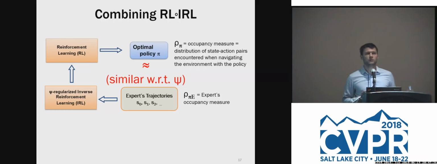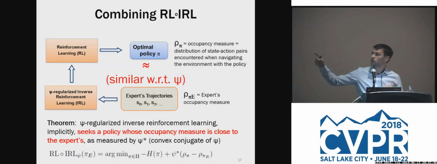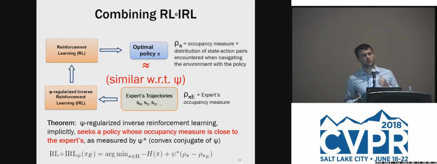That's the expert's occupancy measure. That's the kind of states and actions that you see when you follow the expert policy. So our result is that when you try to combine reinforcement learning with psi-regularized inverse reinforcement learning, implicitly what you're doing is effectively solving a generative modeling problem. You're trying to find a policy pi such that rho pi and rho pi e are similar, and similarity is measured by psi star, which is the convex conjugate, the differential dual of psi.